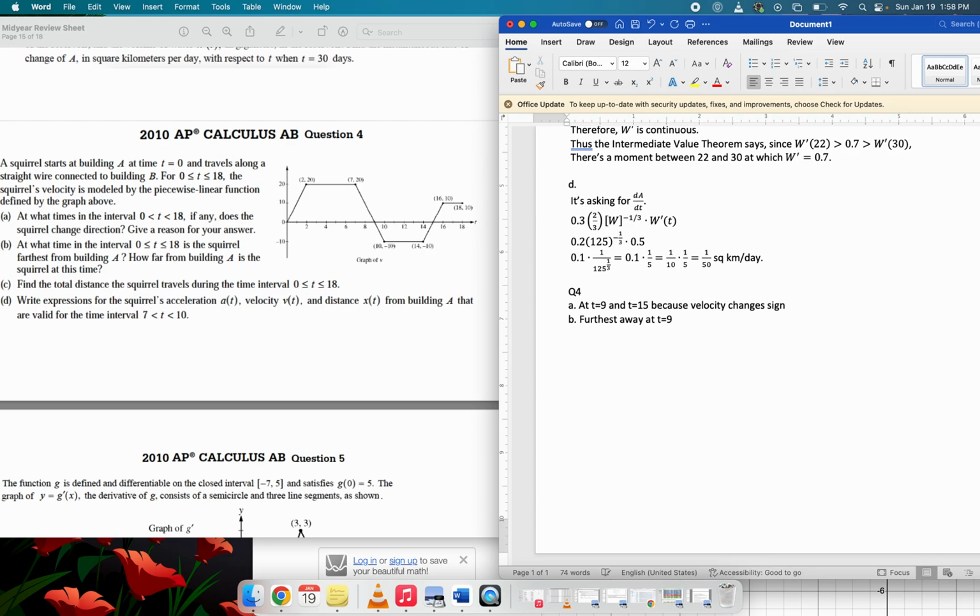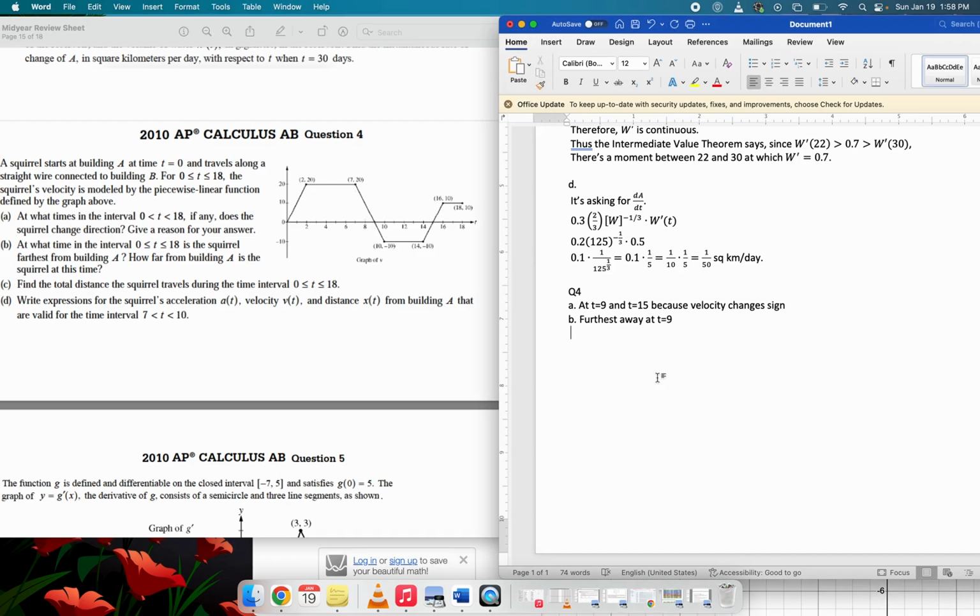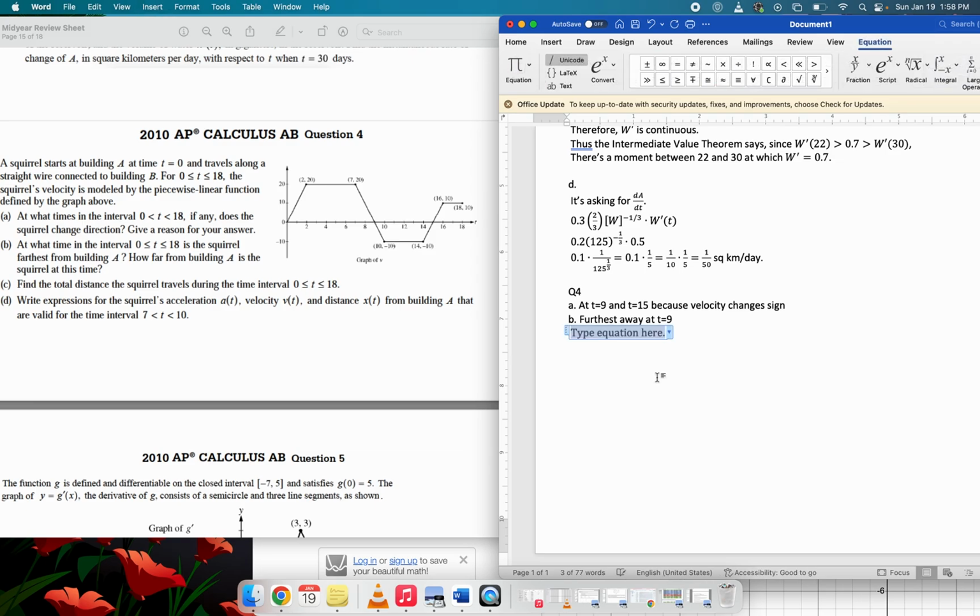And how far away? That would be the area of this region. So how do you find the area of this region? I would just break it up into a triangle and then a rectangle and then another triangle. I think the two triangles have the same area, it looks like to me. So the first triangle, 1/2 base times height, that's 1/2 times the base, which is 2, times the height, which is 20. So that's that first triangle.